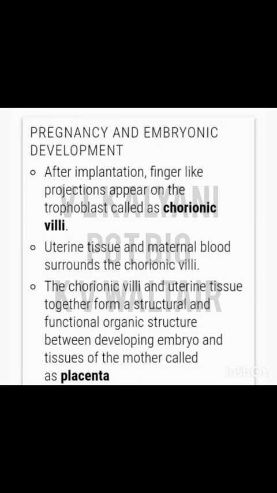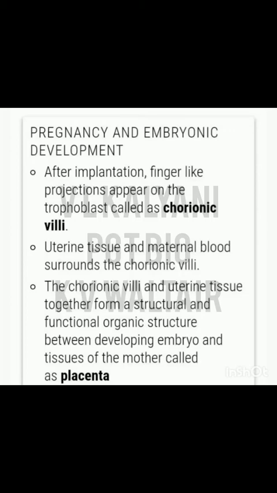The trophoblast develops finger-like projections. They are called chorionic villi. So these chorionic villi, along with the surrounding uterine tissue that is already there around it, together form a special structure required for the development of the embryo. Children, it is called the placenta. You all have learnt about this in 10th class.